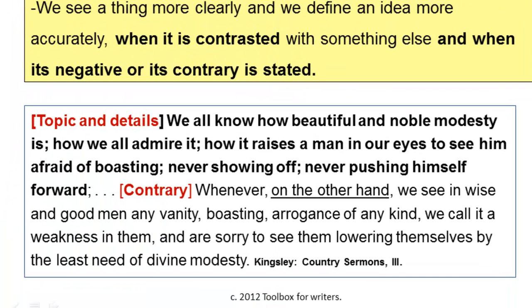In this piece by Kingsley, he gives the topic statement in detail. We all know how beautiful and noble modesty is, how we all admire it, how it raises a man in our eyes to see him afraid of boasting, never showing off, never pushing himself forward. And now the contrary is stated. Whenever, on the other hand, we see in wise and good men any vanity, boasting, arrogance of any kind, we call it a weakness in them and are sorry to see them lowering themselves by the least need of divine modesty. So this is an example of using a contrary.